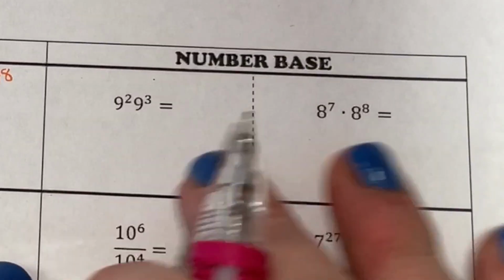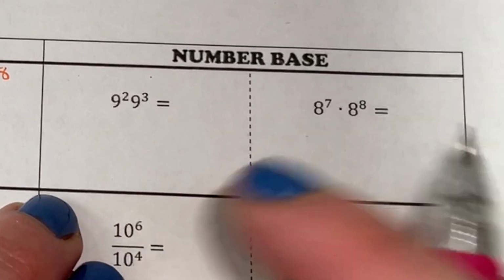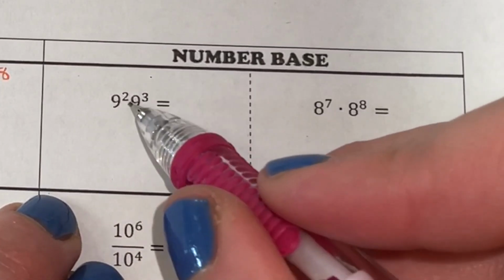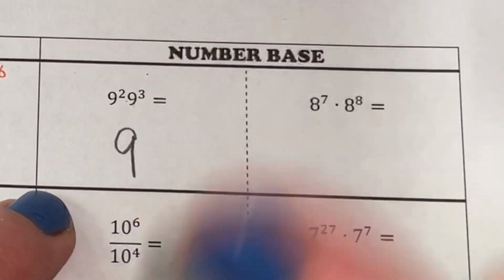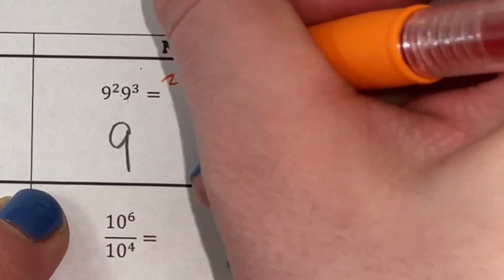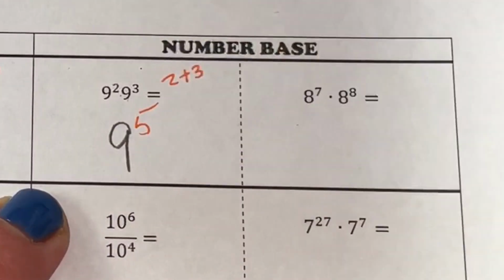All right, now when I do a number base, same thing happens. I got same bases of 9. I got 9 squared and 9 to the 3rd power. These are technically being multiplied. So when I'm multiplying by the same base, keep that base, but add them exponents. So 2 plus 3 are the exponents, that gives me 5.